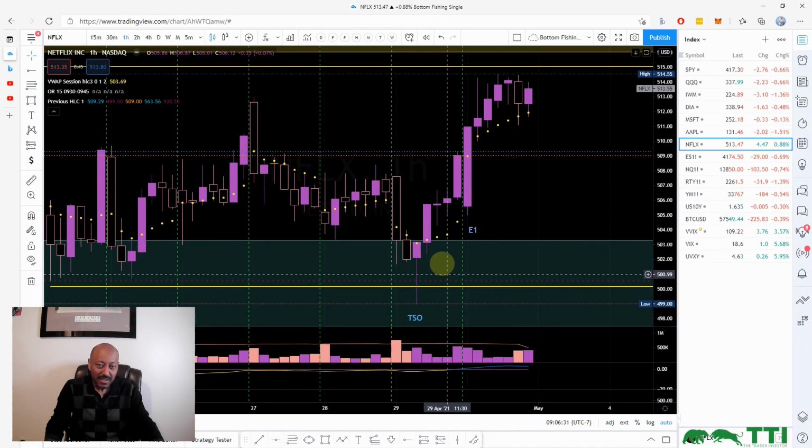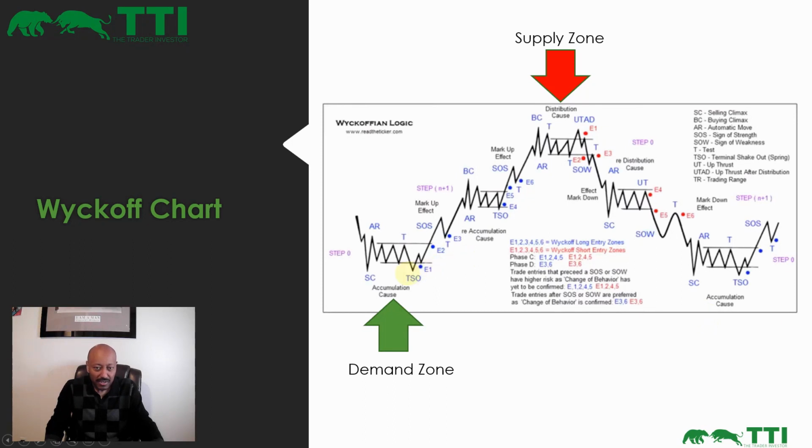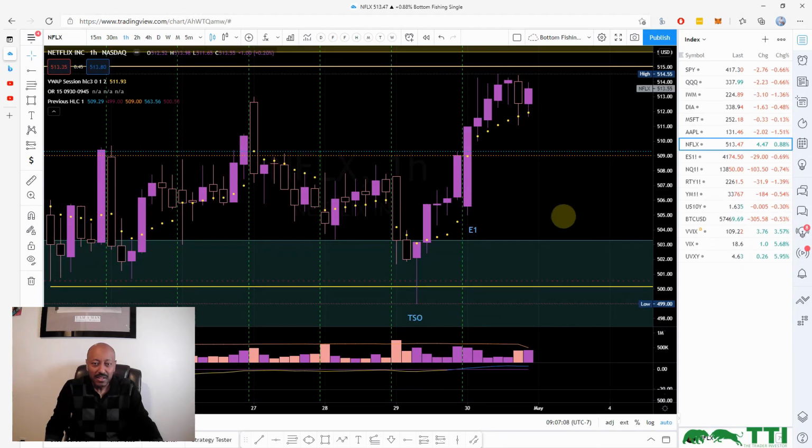Indication number two is after we have this pin bar, price started to drive up, and it pulled back, and it gave us E1. So what does E1 mean? E1 is after terminal shakeout, price starts to reverse, and it does not test the terminal shakeout lows anymore. It is done with those lows, and the intention of the institutions is to keep driving price up. So this is where we form E1. And take a look at E2, because we're going to talk about that right now.